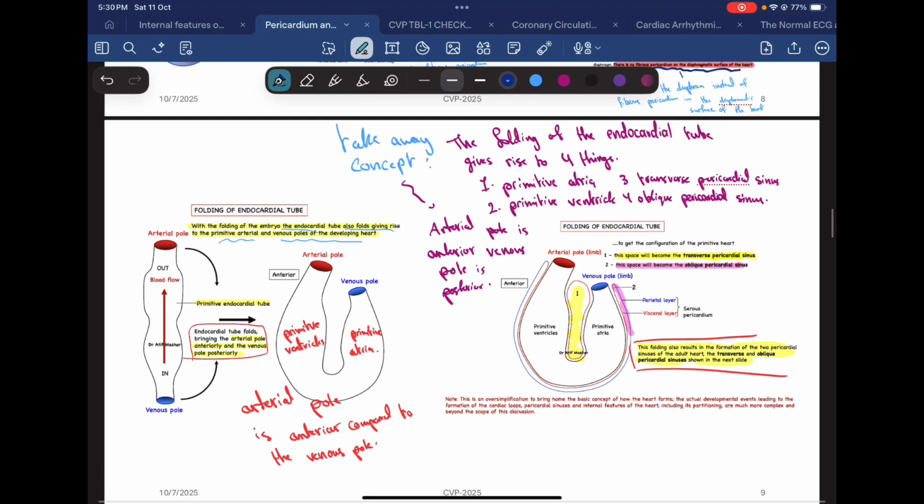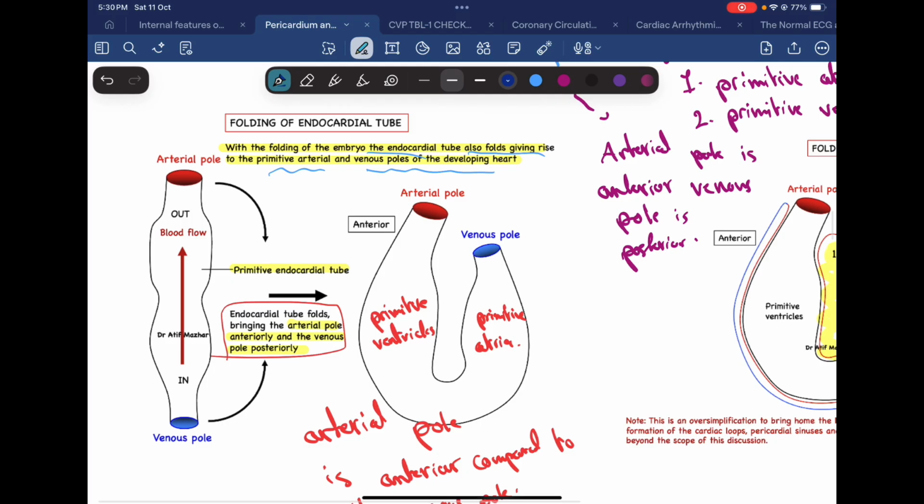Now, we're going to be talking about a bit of embryology. Dr. Paul will obviously mention this again, but let's understand it now so it'll be easier then. You have an endocardial tube.